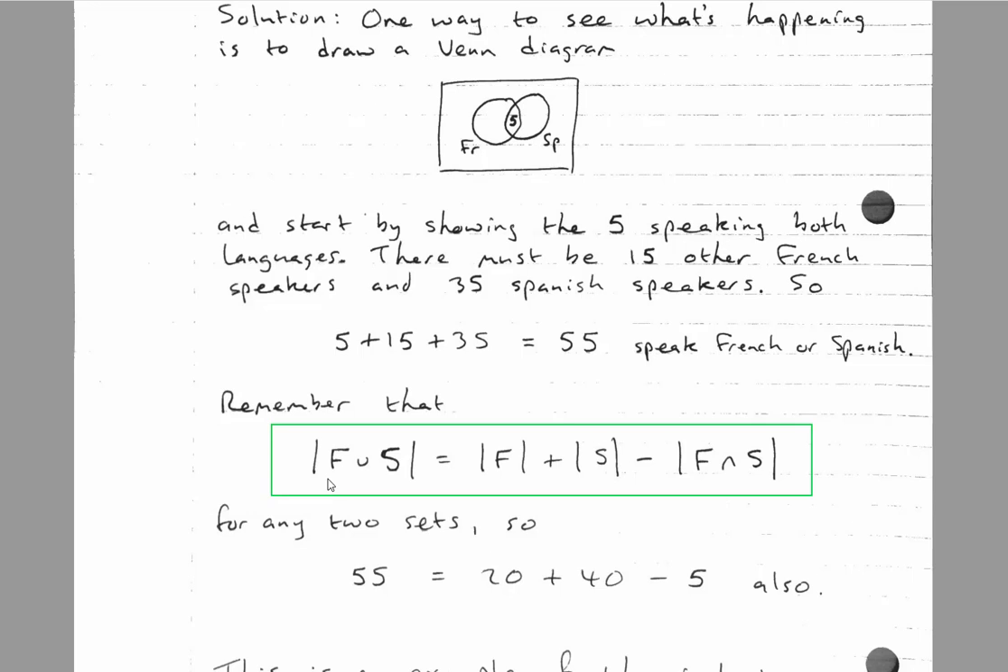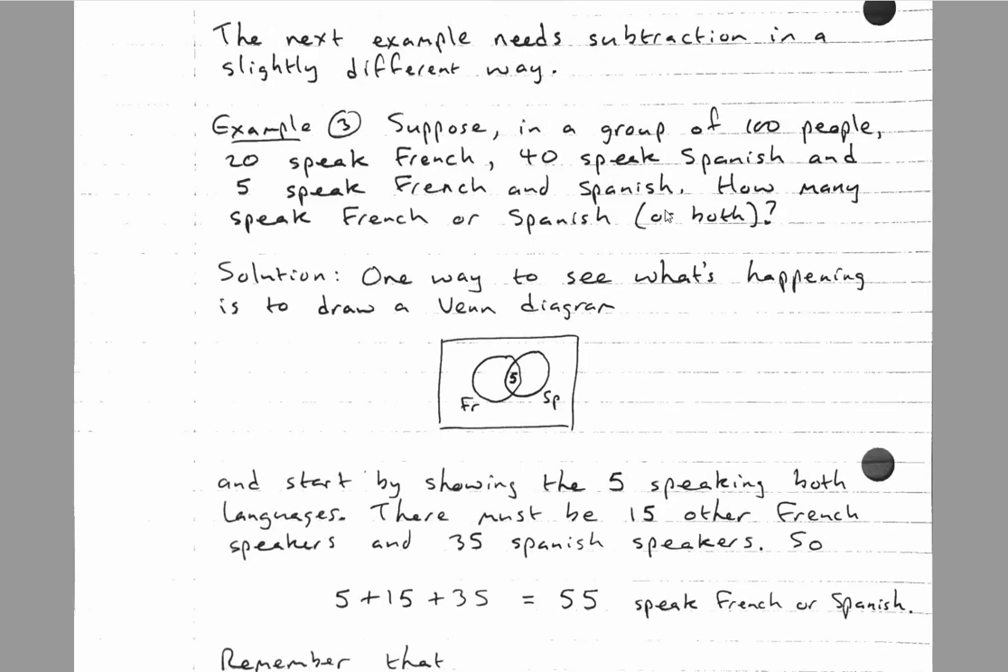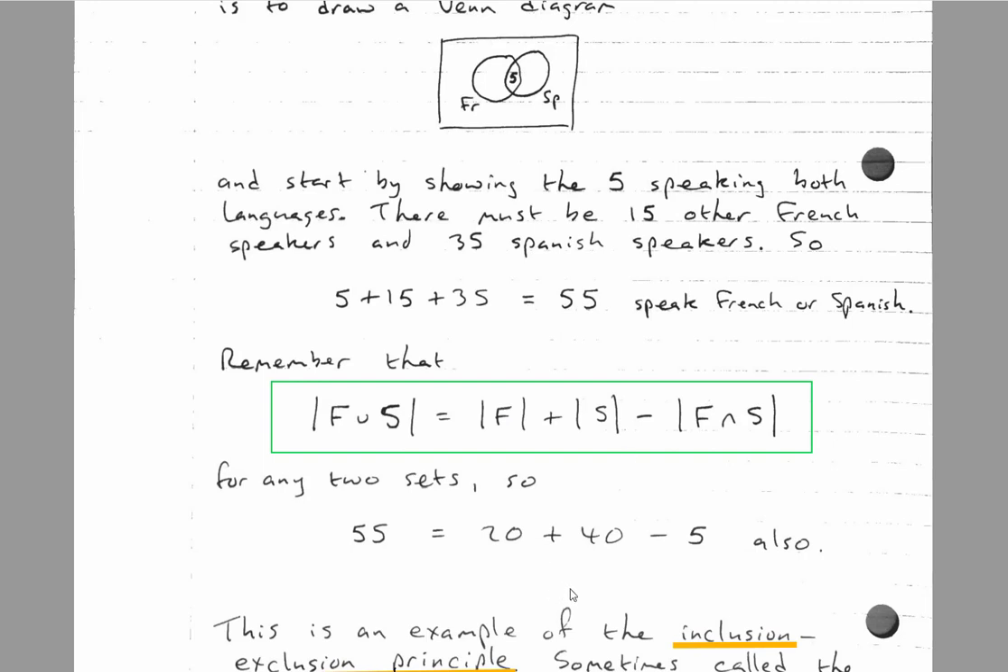Okay, so the number of people that speak French or Spanish, that's the union. It's equal to the number of people that speak French, plus the number that speak Spanish, minus the intersection, that's 5. So we're just using these numbers. So yeah, we get the same answer, 55, in a slightly different way. And we're using subtraction again, this time subtracting the number of elements in the intersection.